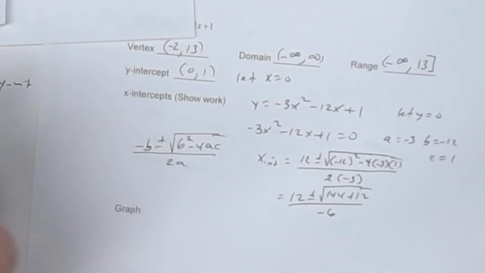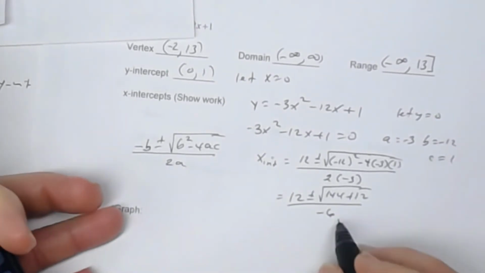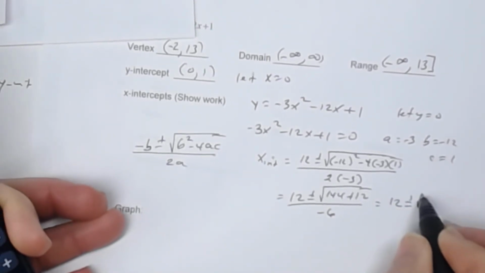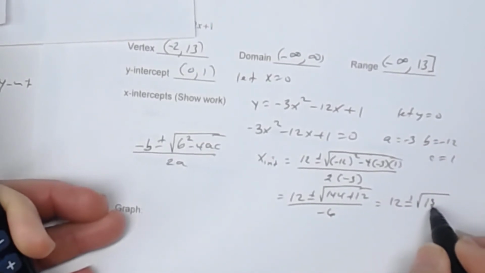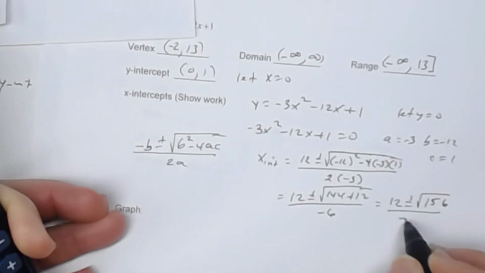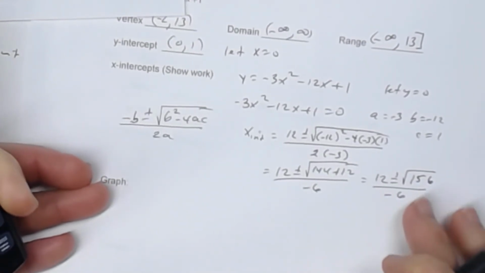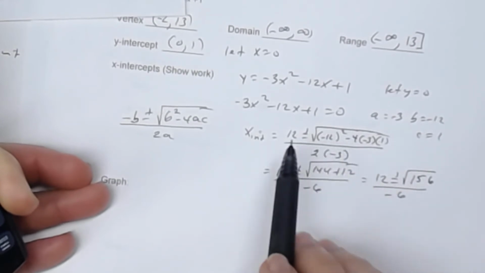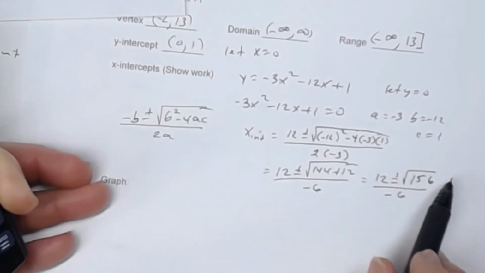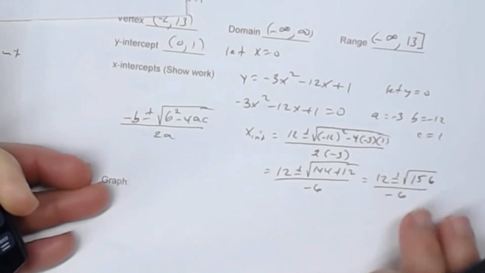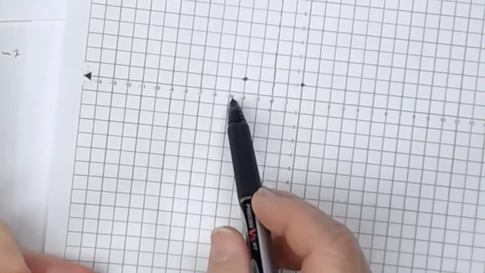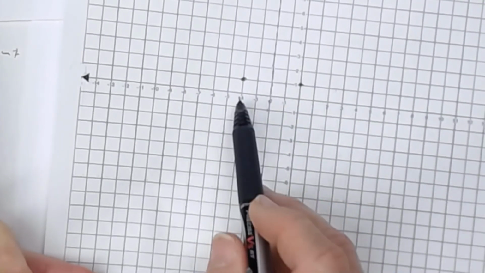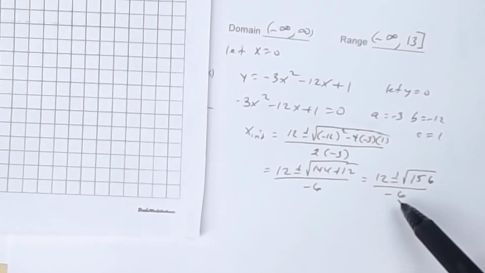We're going to take the calculator out because you're going to need your calculator. So this becomes 12 plus or minus the square root of 144 plus 12, which is 156, all divided by negative 6. Now remember, in a previous lesson, when you had to solve quadratic equations, you had to simplify the radical? Don't do that here. Don't worry about simplifying the radical, because all you want to do is make an estimate of where these x-intercepts are. So you have to round this to the nearest tenth.